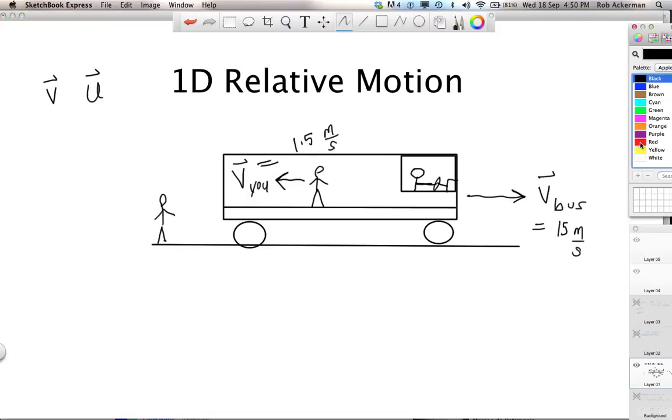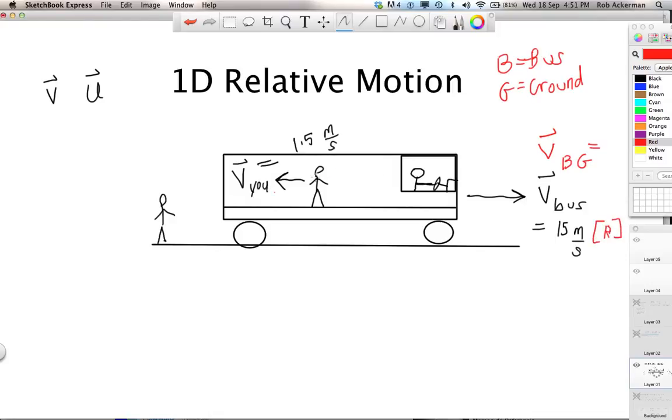So I'll use a different color so you can see a little bit better. In this case, the bus moves at a certain speed or certain velocity, and that's measured based on how fast it moves across the ground. So we actually call this the velocity of the bus relative to the ground, where b equals bus, g equals ground. So that's VBG, 15 meters per second to the right.